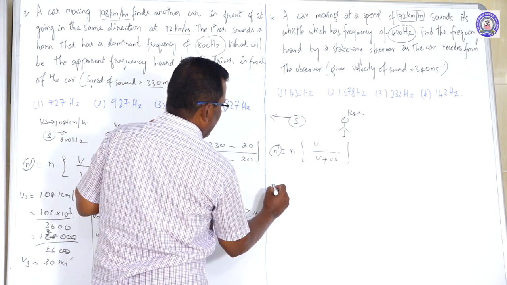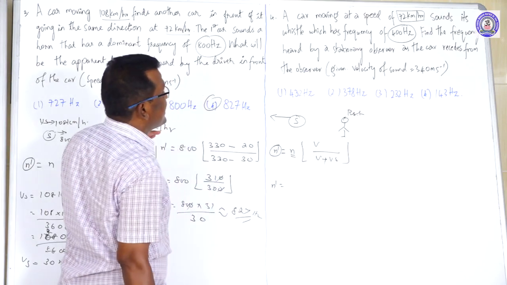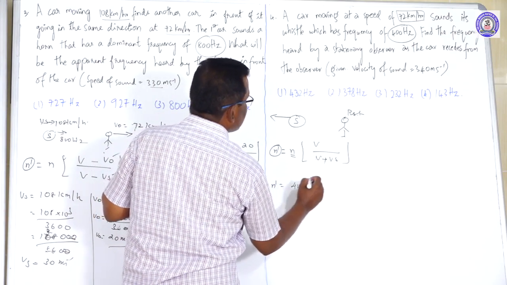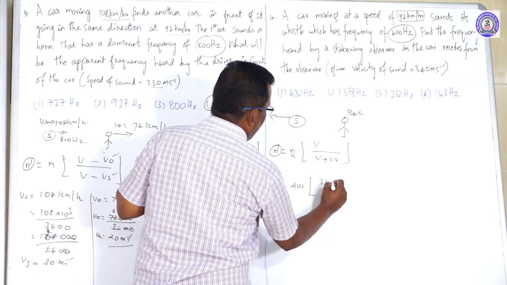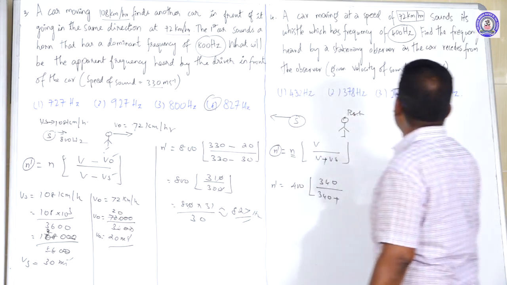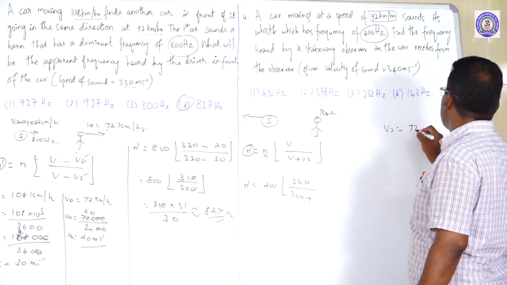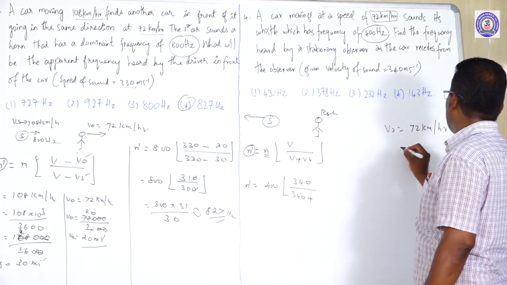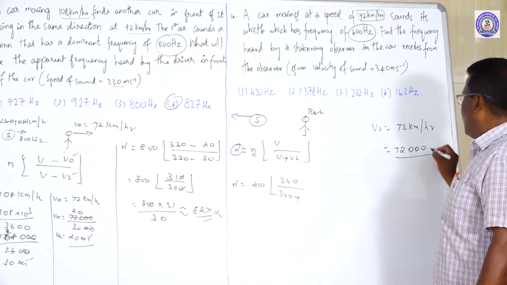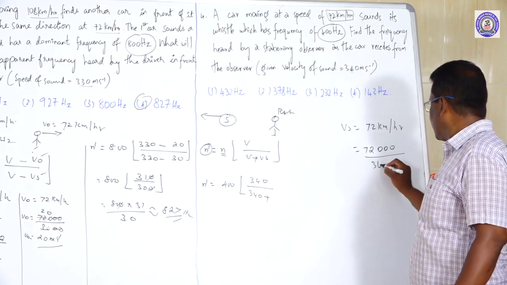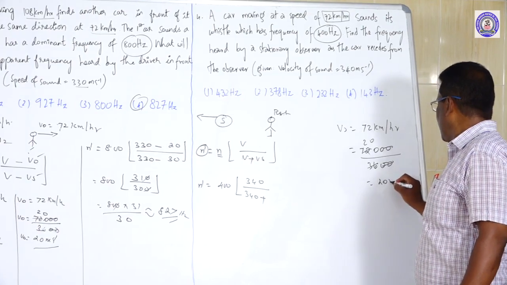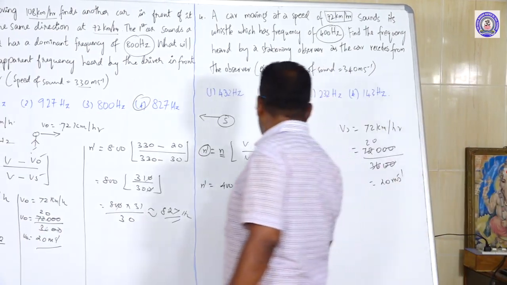So what is the frequency n prime? n prime is equal to n. What is the value of n? 400. What is the velocity of sound? 340. So n prime is n times 340 divided by 340 plus vs. Vs, we know that 72 km per hour is 72 times 10 to the power 3 divided by 60 into 60, which is 3600, cancel. So this is 20 meter per second.